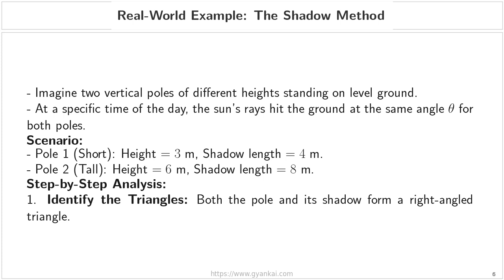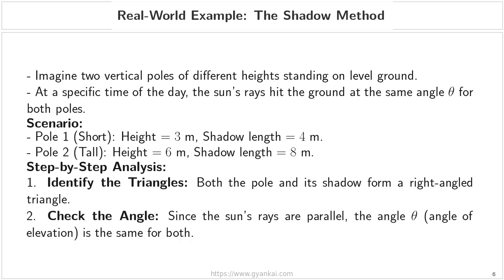First, we identify the triangles. If you visualize the vertical pole and the horizontal shadow, they meet at a right angle, meaning both poles and their shadows form right-angled triangles. Second, we check the angle. Because the sun is so far away, we can assume its rays are parallel, which means the angle of elevation, theta, is identical for both triangles.